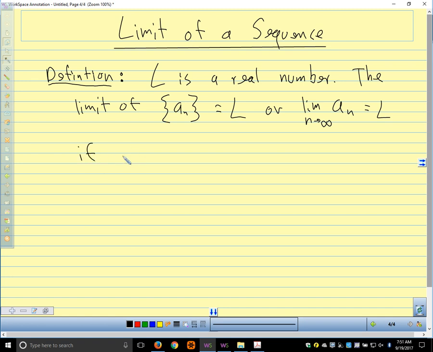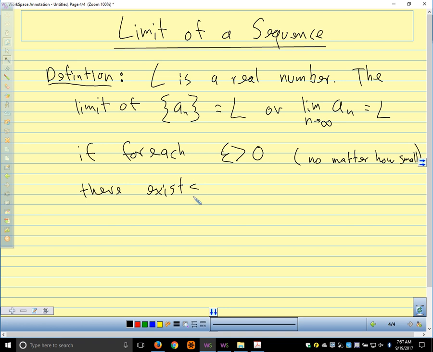if, I love this part, for each epsilon greater than 0, and I like to include no matter how small, there exists m greater than 0, so that the absolute value of a sub n minus L is less than epsilon if n is greater than m.